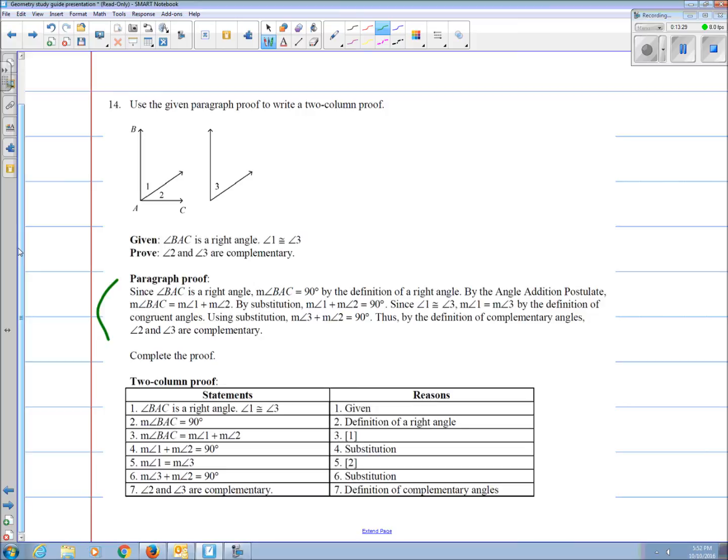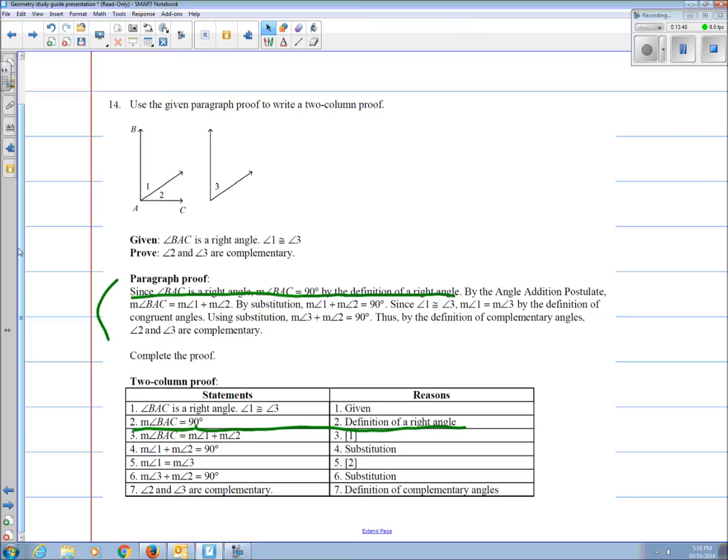So it says since BAC is a right angle, the measure of angle BAC is 90. So that's step 2 right here. This is the given information. And this first sentence here, by the definition of a right angle, gives us this second statement in our proof. So the measure of angle BAC is equal to 90 by definition of a right angle.